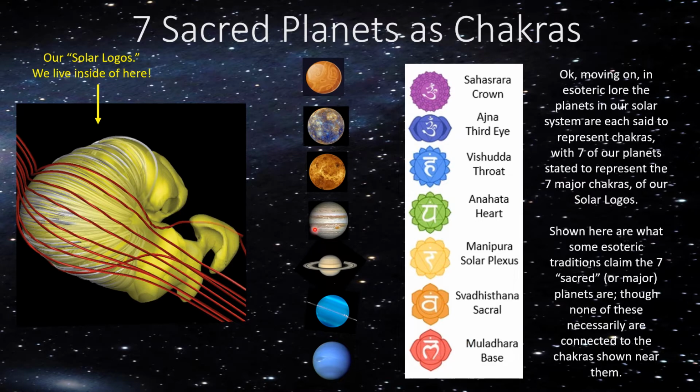And shown here are what some esoteric traditions claim the 7 sacred or major planets are, though none of these are necessarily connected to the chakras shown near them. So don't draw connections like this. We don't know for sure which of these are connected to which chakras. I just simply put them in order. So the 7 sacred planets in some esoteric traditions are thought to be Vulcan, Mercury, Venus, Jupiter, Saturn, Uranus, and Neptune.